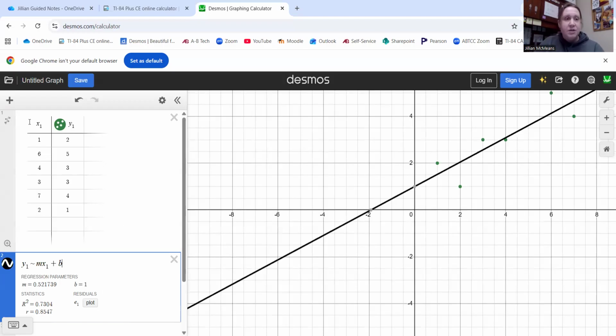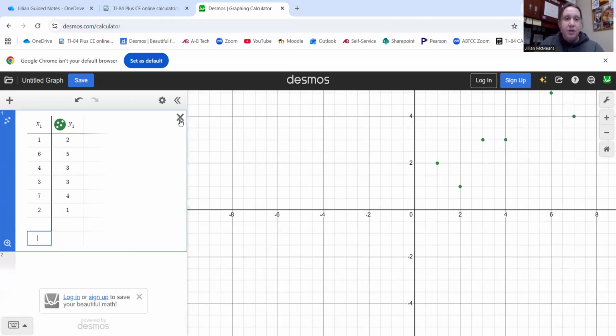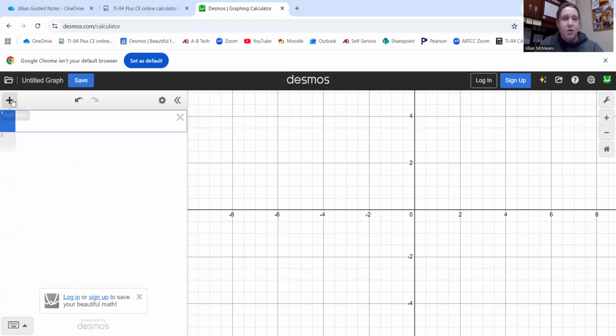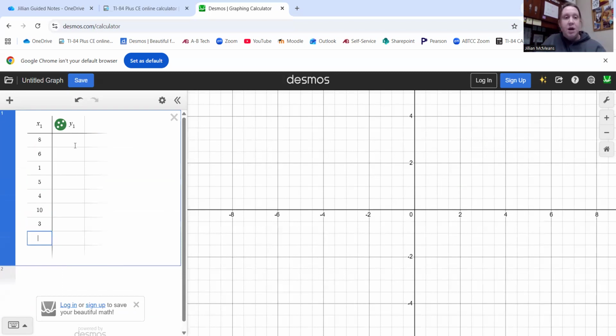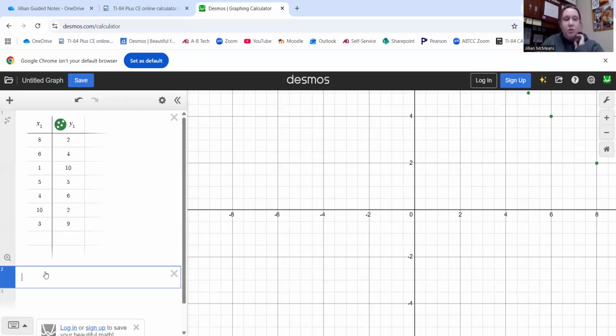Now let's do the same thing, but we're going to use the second data set. So plus table. Our X's for the second data set are 8, 6, 1, 5, 4, 10, and 3. Our Y values are 2, 4, 10, 5, 6, 2, and 9. And then we're going to type in, I shouldn't have deleted that. I should have copied it.